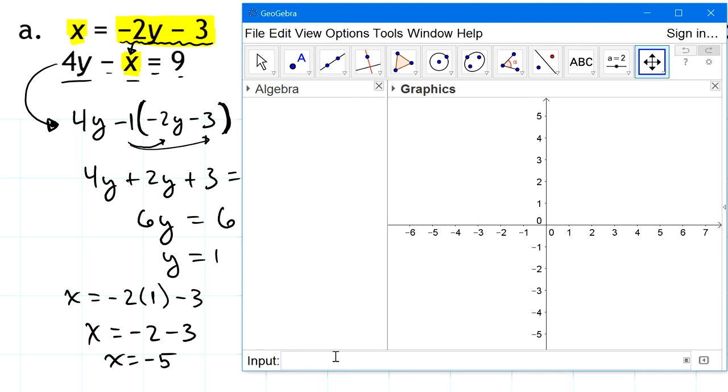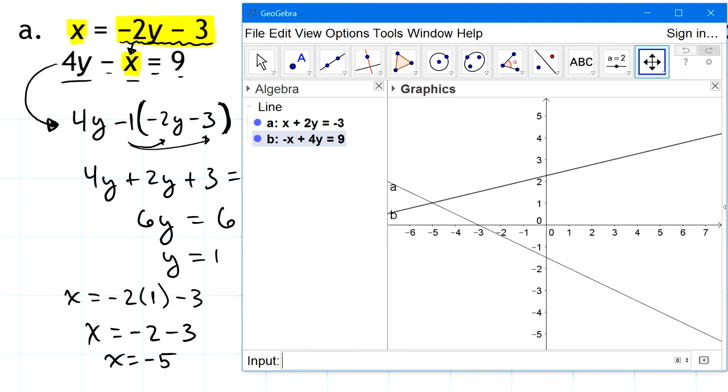So in the first case, I'm going to write x equals negative 2y minus 3. I just hit in the input bar there, x equals, and then negative 2 times y, and then I'm going to subtract from that 3, and I'll graph that function. There we go. And then the other one is 4y minus x equals 9. So we'll push that through: 4y, and then subtract an x, and that should equal 9. So 4y minus x equals 9. And I'll graph that function.